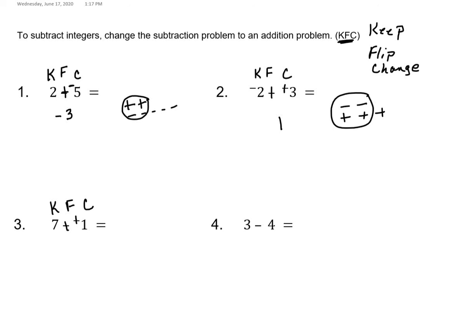So in problem 3 here, I had 7 minus -1. So when I change that to plus a +1, I end up with just 7 plus 1, which is 8.